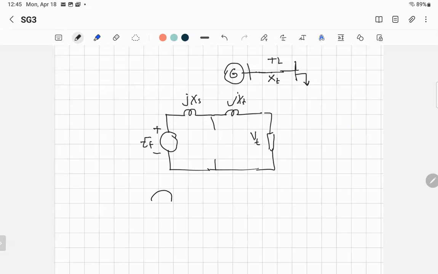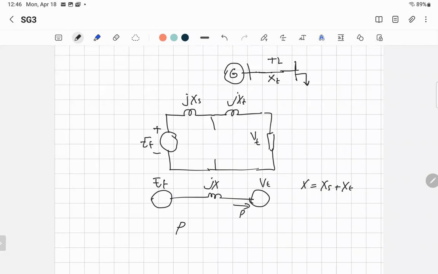So now you have the source and you have the terminal voltage, and you have X and X between them. The sum of both reactances you can call jX, where X is equal to XS plus XT. And then you can calculate the power delivered to the load, not using current. You can use current, of course, but using what I'm doing right now.